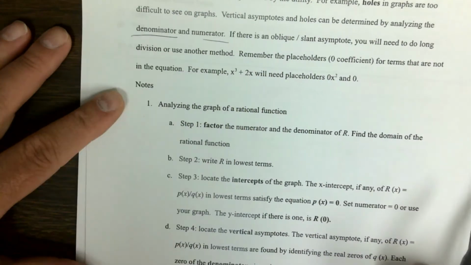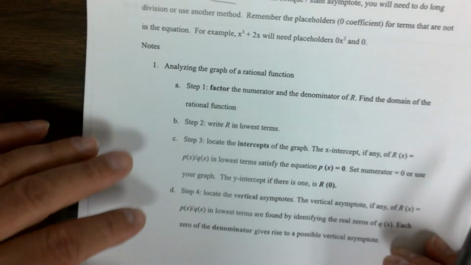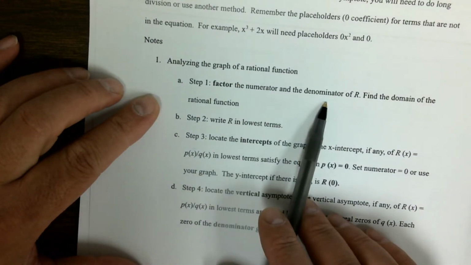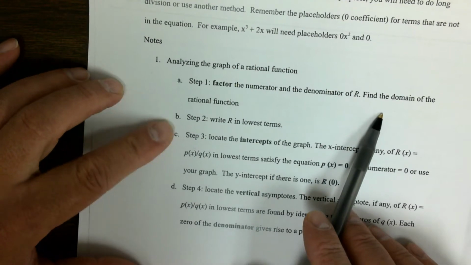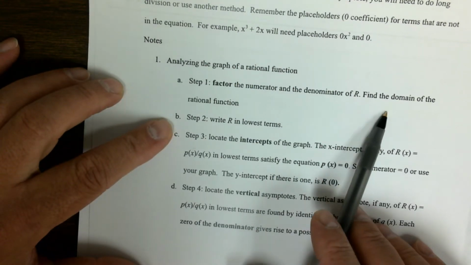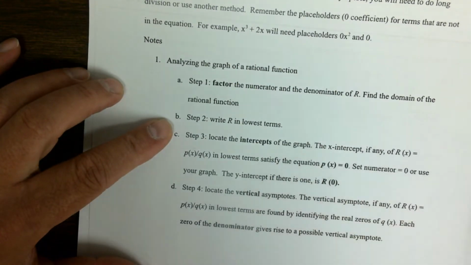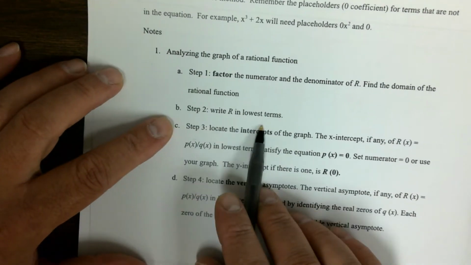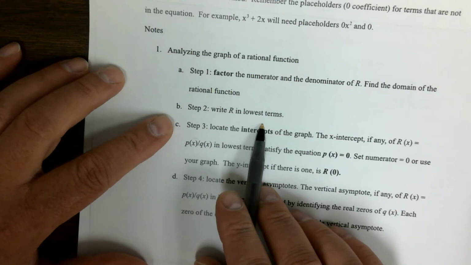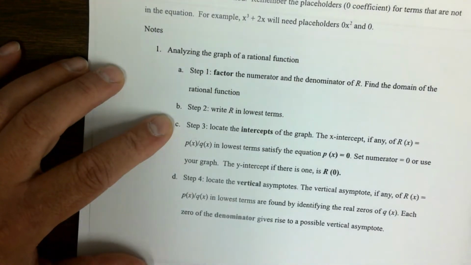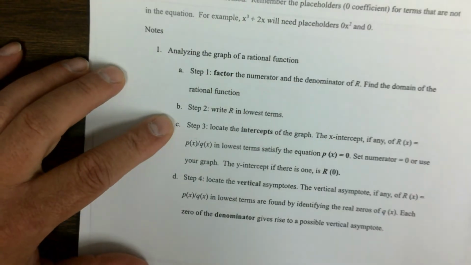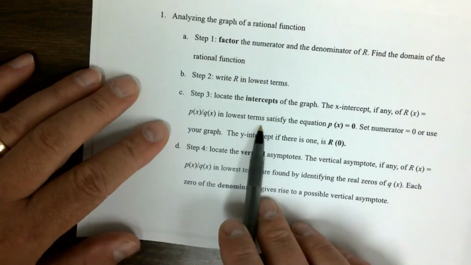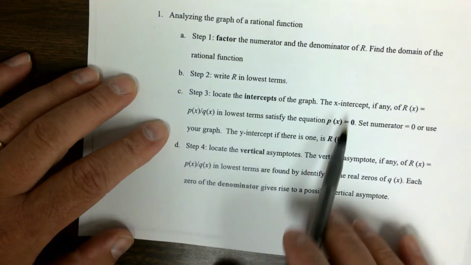Okay, so for your steps on analyzing the graph, first, factor the numerator and the denominator and find the domain, which has to do with using the denominator. Write the rational function in lowest terms, because that way you can see whether something can cancel out or not. Locate the intercepts, such as the x-intercept and the y-intercept.